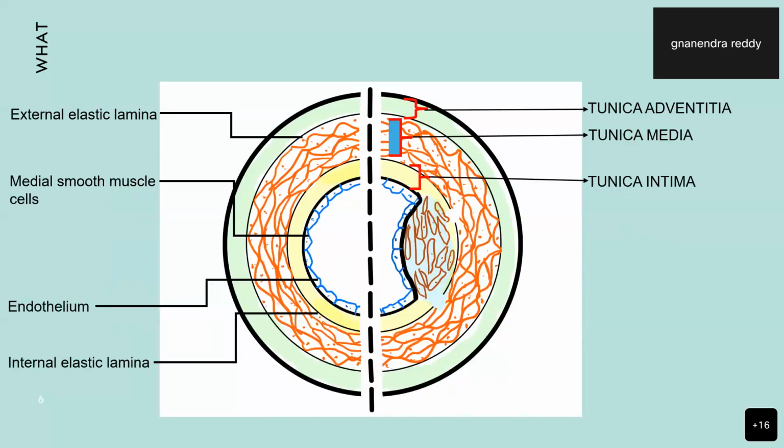If you see this image, the left half is the normal vessel lumen, and the right half is the diseased vessel lumen. As we all know, the vessel wall comprises three layers: tunica intima, media, and adventitia. In the left half of the image, the smooth muscle cells are mainly confined to the tunica media between the external elastic lamina and the internal elastic lamina. But in the right half of the image, the smooth muscle cells have entered into the tunica intima, between the basement membrane and the internal elastic lamina, along with extracellular matrix deposition. So which is contributing to the luminal narrowing.